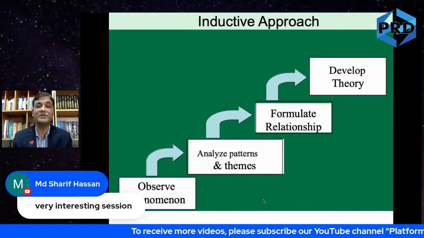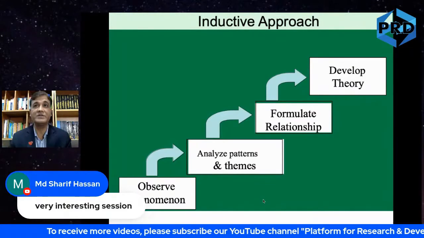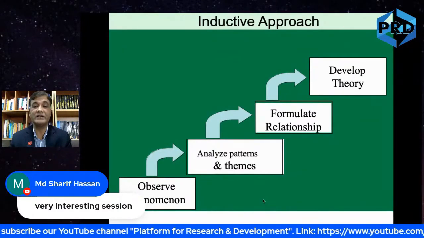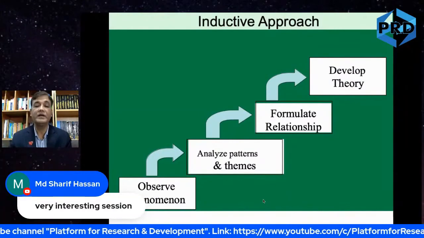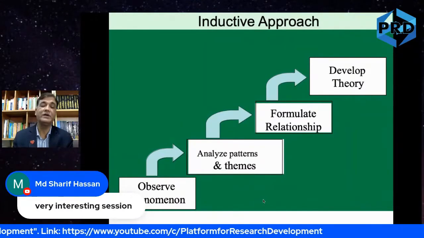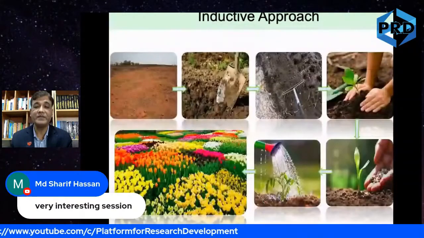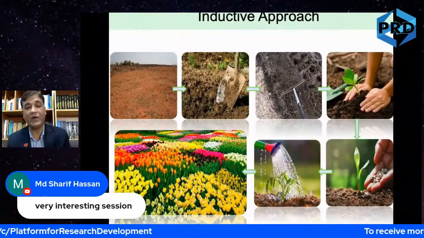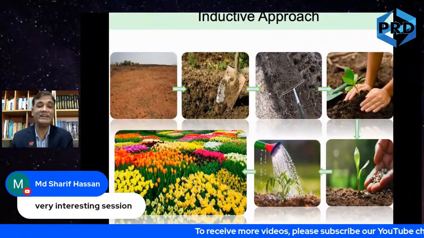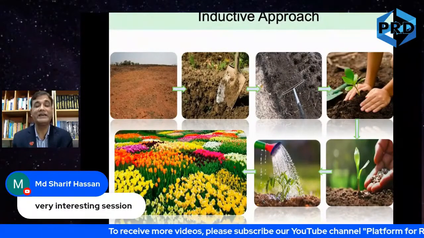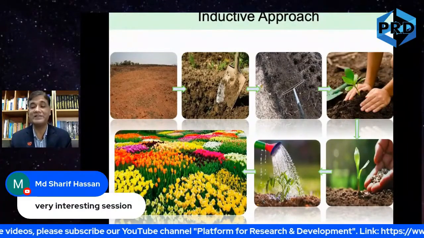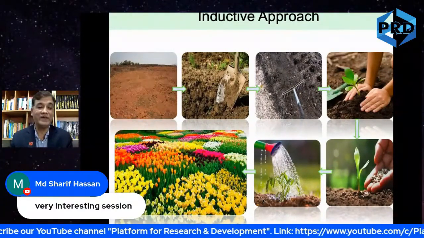In the inductive approach, you start with zero. You are observing a phenomenon. So you are looking at an organization, at the society or country, and identifying and defining the problem. You analyze the pattern, we formulate the relationship, and we develop a theory with the data that we have collected. And this is the way I show the inductive approach. It's like you are landing on solid ground. There's nothing there. So you plow the land, you plant the tree, you fertilize the tree, water the tree, and finally you have your own garden.